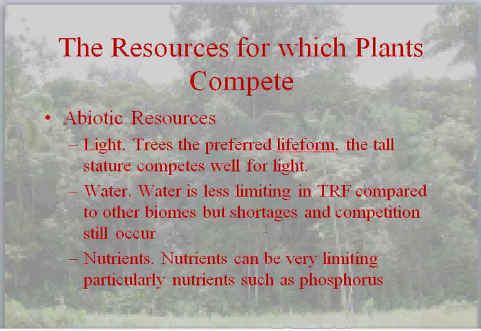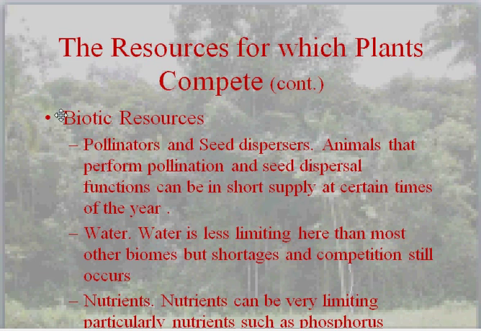There are some biotic resources which plants will compete for. Pollinators and seed dispersers, interestingly enough. Pollinators and seed dispersers can be in short supply at certain times of the year. So plants may need to compete with one another to attract them. So they need to offer rewards which allow these pollinators and seed dispersers to come to their species preferentially.